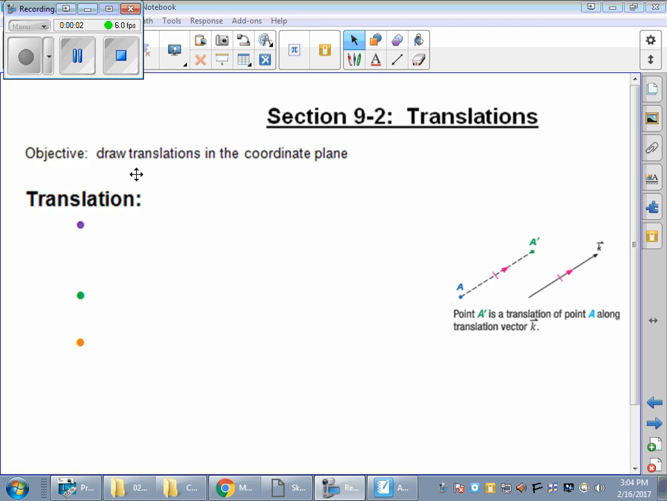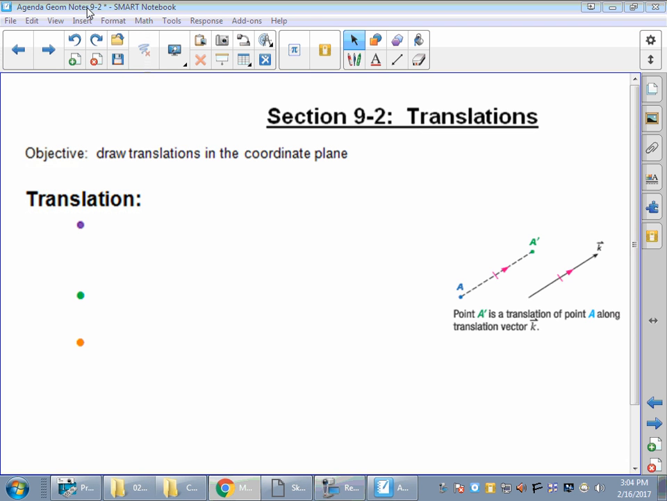Hi guys, welcome to section 9.2. This is so exciting, isn't it? So section 9.2 is translations. We're going back to vectors.